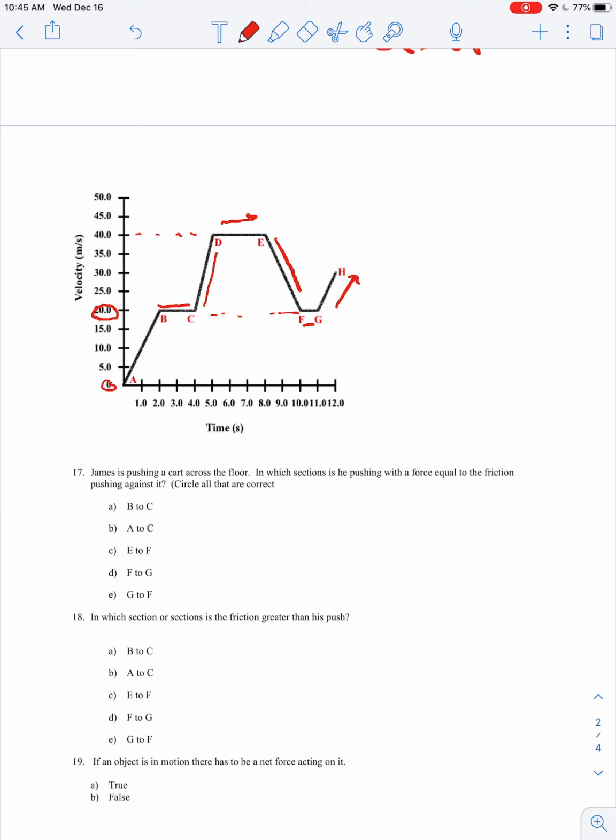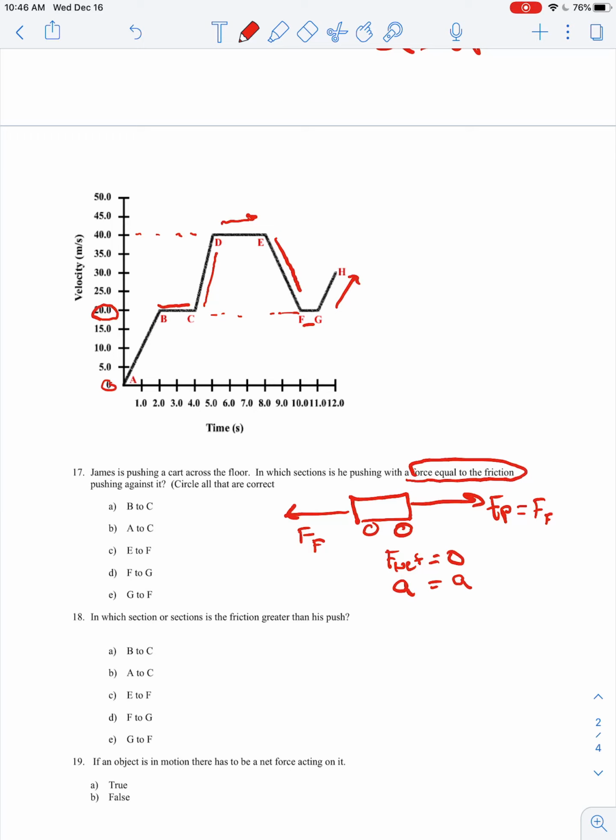So James is pushing a cart across the floor. In which section is he pushing with a force equal to the friction pushing against it? So remember, here's my cart. I'm going to push with some force, and I have some friction going this way, and it says that those two things are equal. So if FP equals FF, what's my net force? 0. And so what's my acceleration? Also 0 meters per second squared.